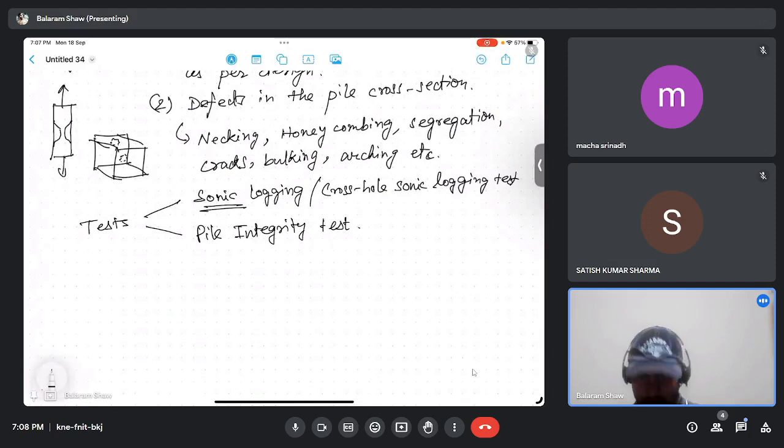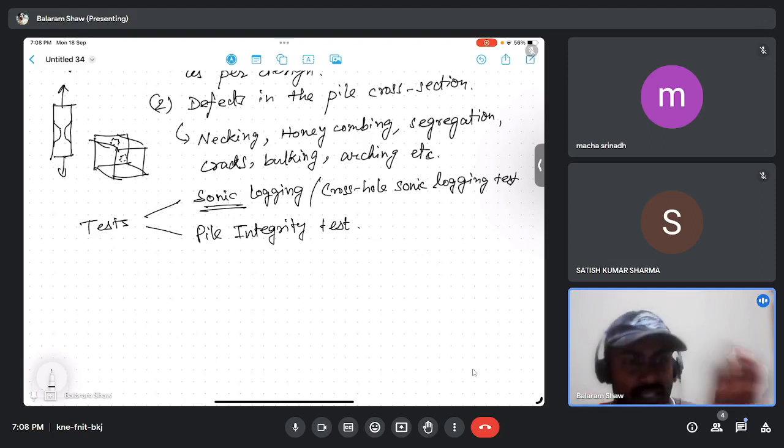So in the sonic logging test, what we'll do, mainly it will be like what kind of defects, or if there is any defect in the piles. It is an in situ method, the sonic logging method will be used to study any possible defects in terms of strength variation in the pile material. So that is how we'll understand whether there is a defect or not.